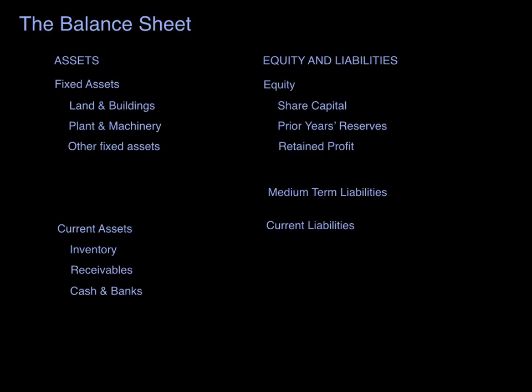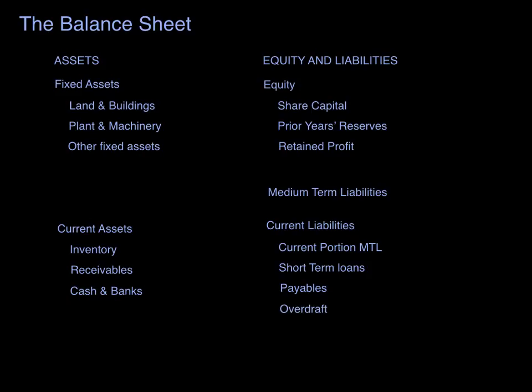Medium-term liabilities are obligations maturing more than 12 months into the future. These could be medium-term loans, pension obligations, or other liabilities such as bonds. Current liabilities comprise the current portion of medium-term debt, that is, amounts maturing within 12 months, short-term loans, money due to suppliers, payables or trade creditors, and overdrafts.